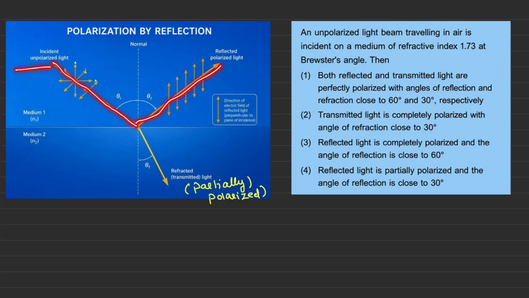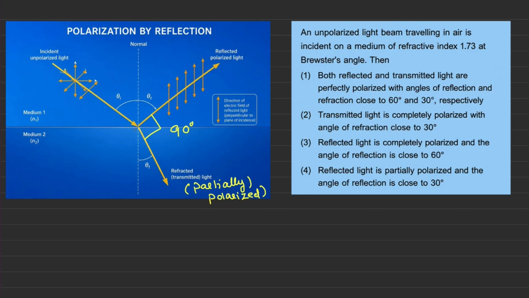Reflected light will be which kind of light here? Polarized light. And the refracted light, or you can say transmitted light, will be partially polarized. Now, it will happen in one special case. What is that special case? When the angle between the reflected and refracted rays is equal to 90 degree.